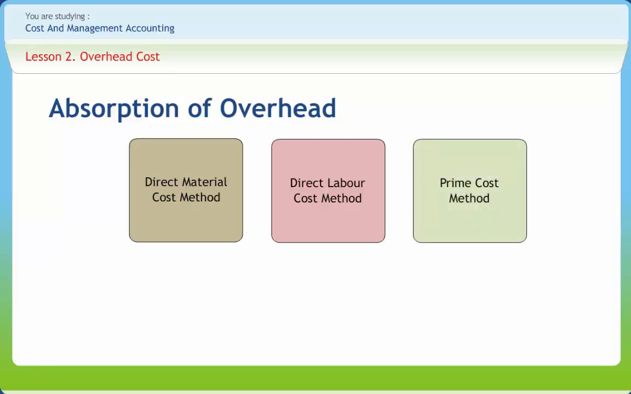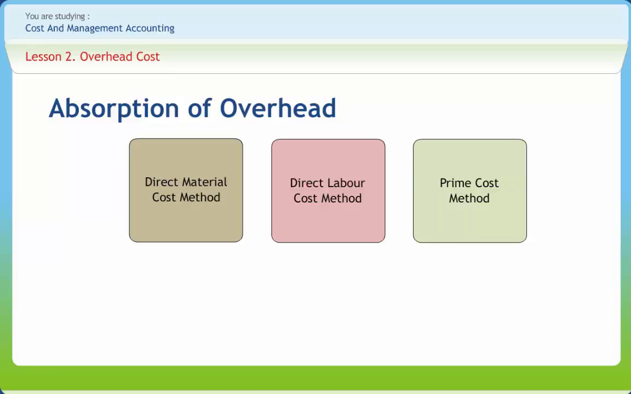Under the prime cost method, the absorption of overhead is made through an aggregate of direct materials and direct labor of all products of a cost center. Overhead recovery rate equals overhead expenses divided by direct material plus direct labor. This method is considered to be the best among the earlier two due to nullifying their drawbacks.